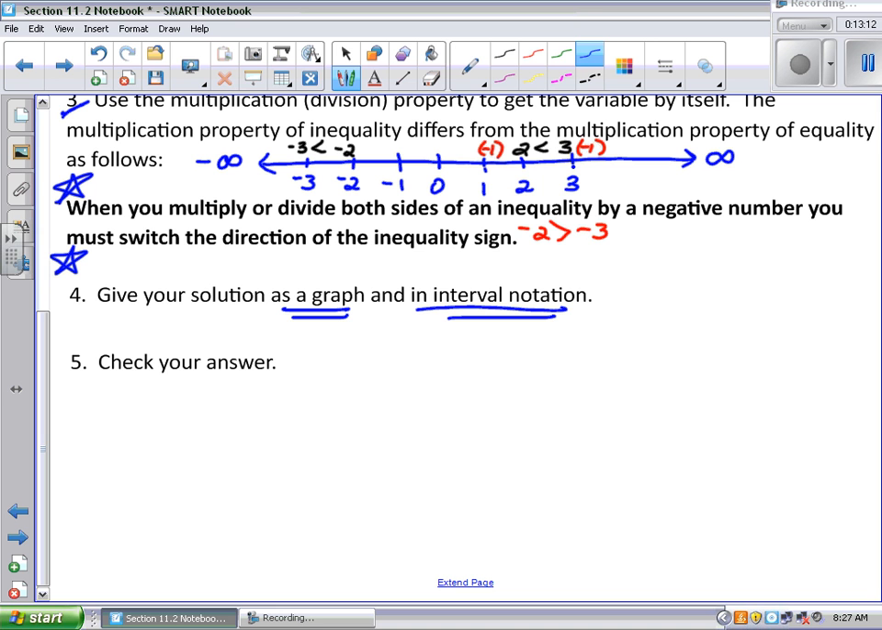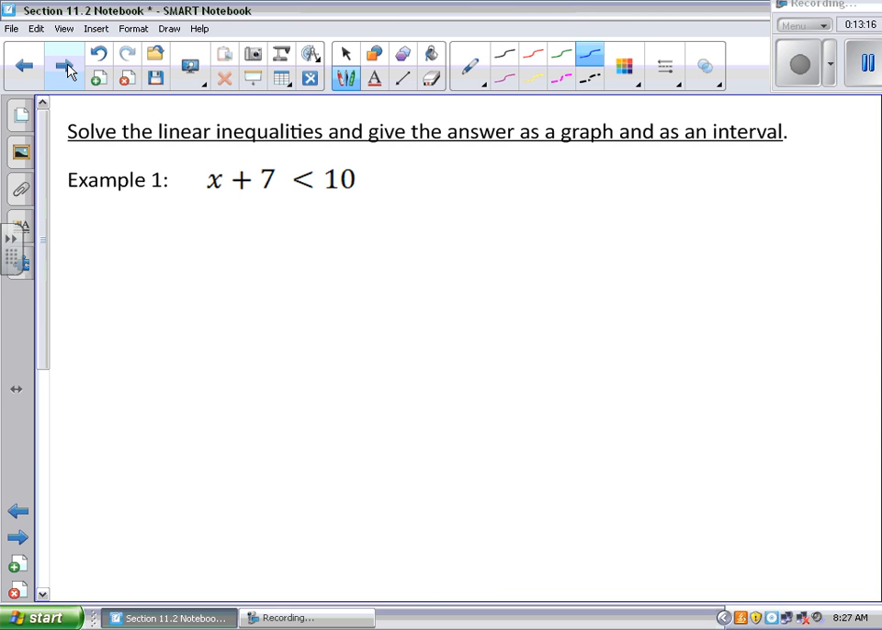In number 5, we can check our answers. So let's do a couple of examples. We're going to solve the linear inequalities and give the answer as a graph and as an interval. So just like with the equations, if we draw a vertical line here to separate the left-hand side from the right-hand side, we do that right at the inequality symbol.